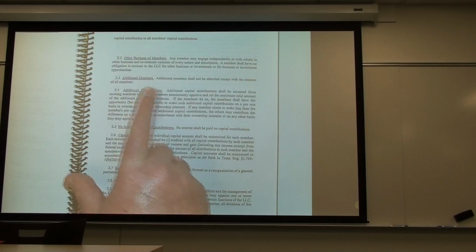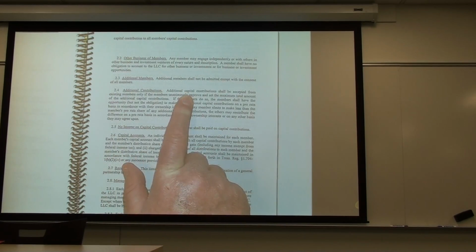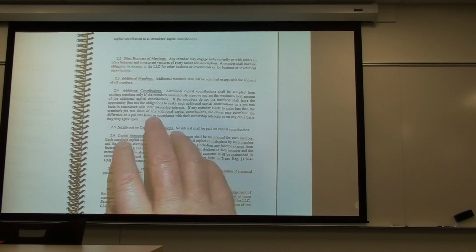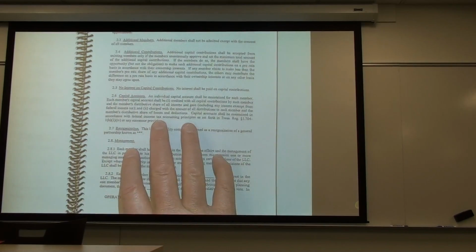This will set forth whether you can admit additional members. If you do, what consents are required. This may require a supermajority vote or a unanimous vote of the other owners, or maybe just a simple majority vote. And however you want to do it, this is where you would detail all those things.